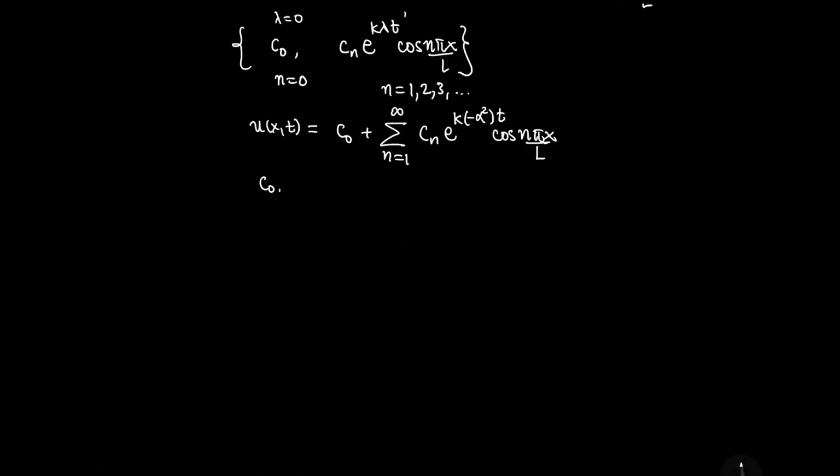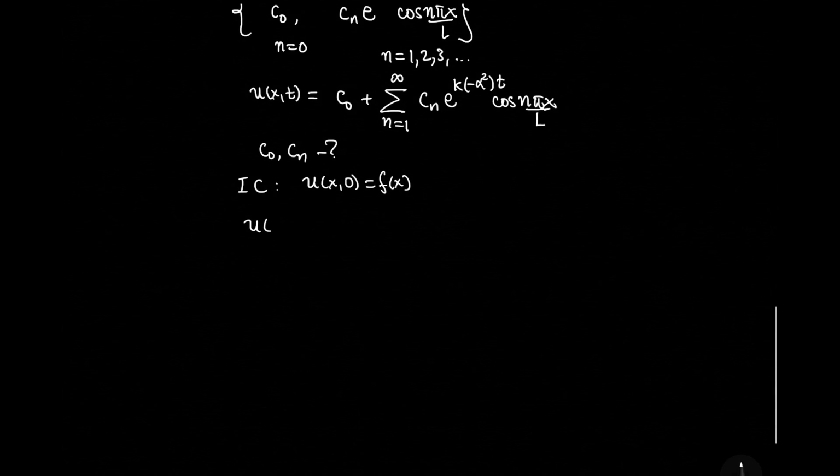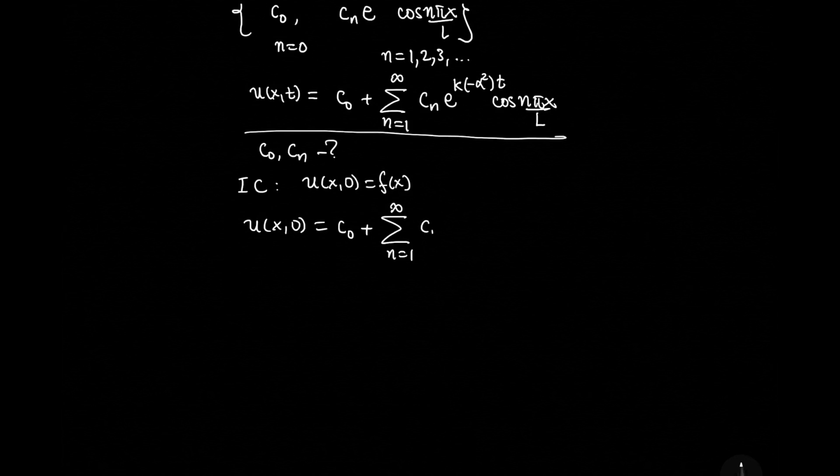Now you need to find C naught and Cn, right? I'm going to use the initial condition. Initial condition is u(x,0) equal to f(x). That means I'm going to set, from here, C0 plus the summation n equal to 1 until infinity Cn e^(minus k alpha squared times 0) cos n pi x over L. Then I end up with C0 plus summation n equal to 1 until infinity Cn; all of these just give you 1. Then you have cos of n pi x over L.